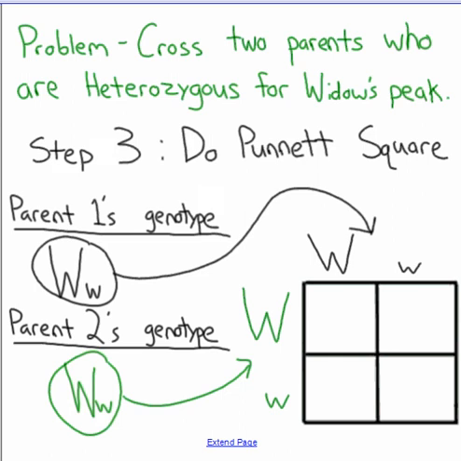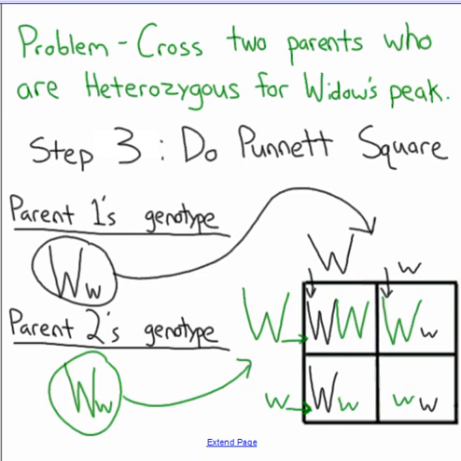So the next step is to do the Punnett square, and simply put, you are bringing your letters down and you bring your letters across. So right away, we're going to drop down that big W, the black big W. We're going to bring that down to the first two boxes. We're going to do the same thing for the little w. So we brought the letters down, and now we bring the letters across. So big W goes across, and little w goes across.